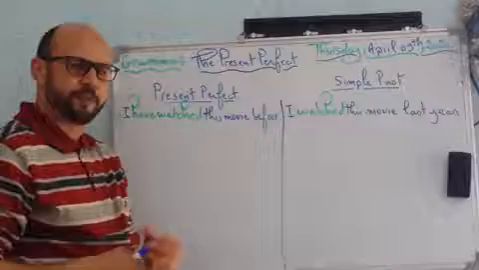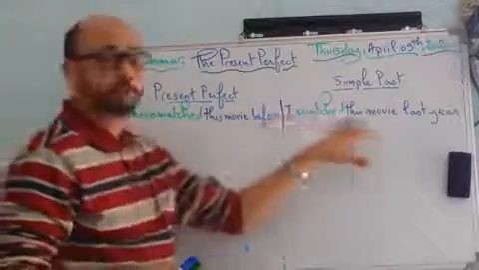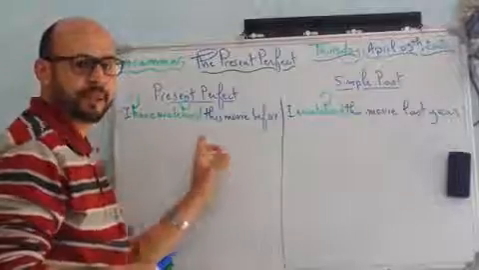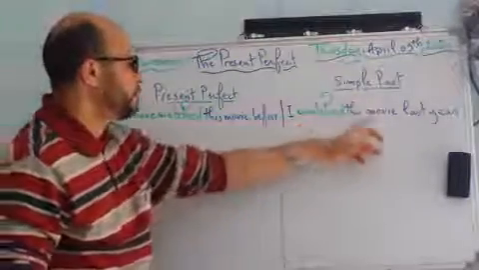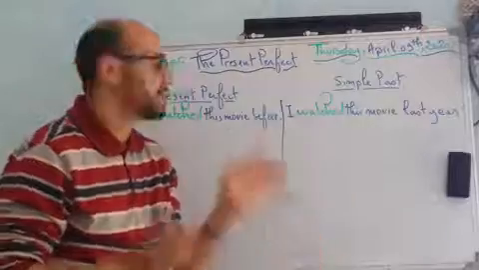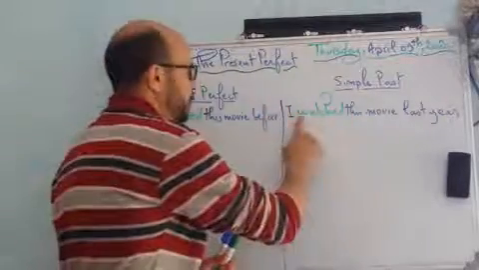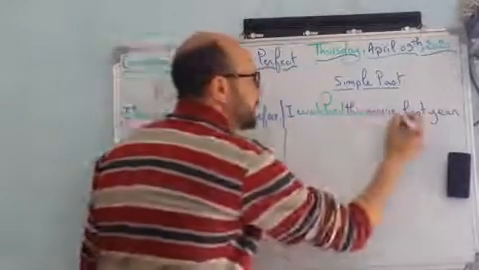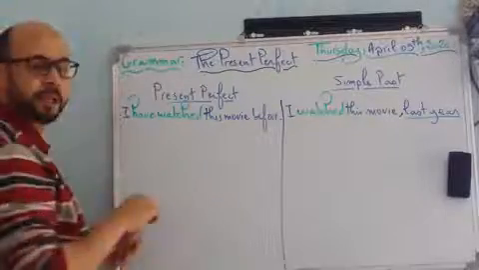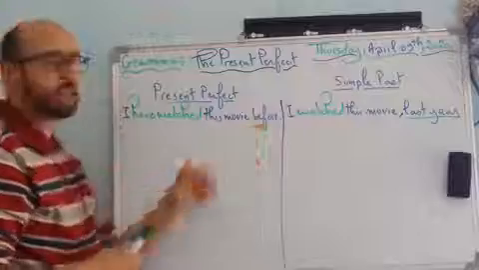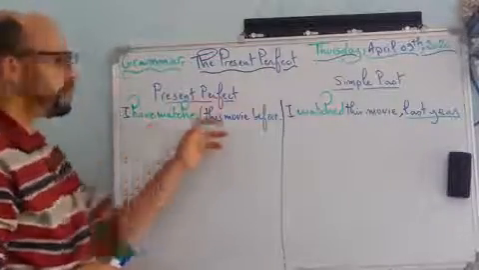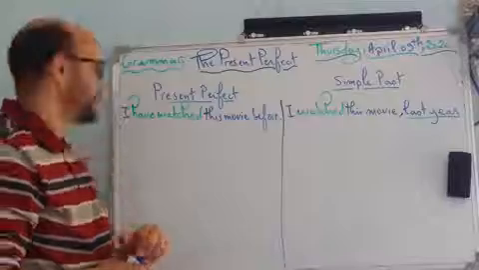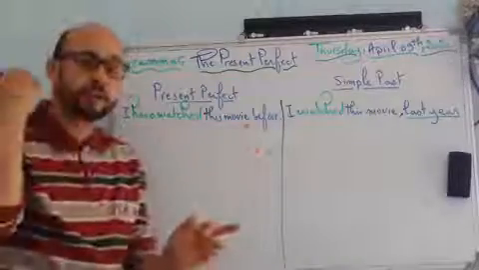In order to understand the present perfect, we're going to compare the present perfect with the simple past through these two sentences. I watched this movie last year. This is, of course, simple past. How do we know it's simple past? Because the verb watched is conjugated in the simple past, and because we have here last year. So this is simple past. Now let's see the other sentence, which is in the present perfect. I have watched this movie before.